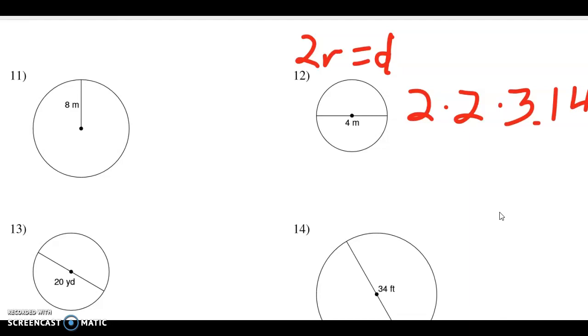And yes, guys, I'm using a calculator. Punched it in wrong. Okay. So when I multiply it out, I get 12.56, and my unit is meters, so meters squared. So it's 12.56 meters squared.